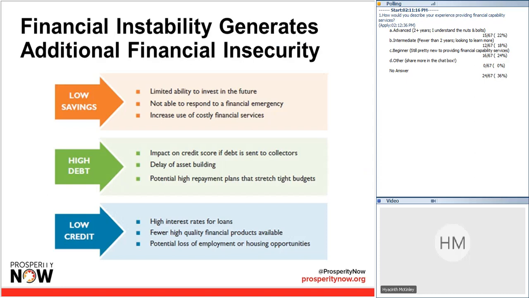So why is financial capability important? If financial services are not our primary domain, if we're doing healthcare or affordable home ownership, why do financial instability issues matter? What we know is that there's a level of stress that can impact people to the point where they don't have the mental bandwidth to navigate additional issues. And we also know that one area of financial instability can generate additional financial insecurity.